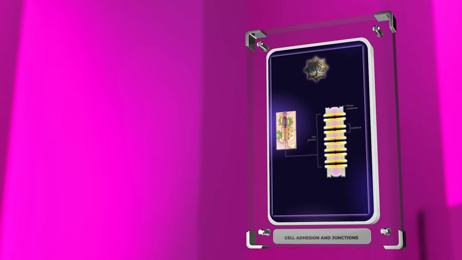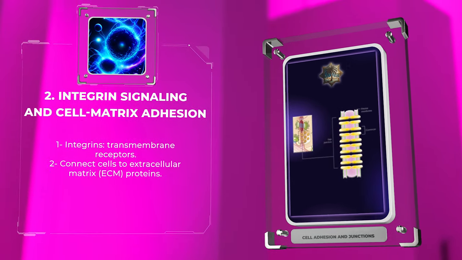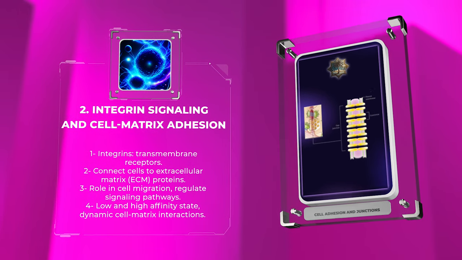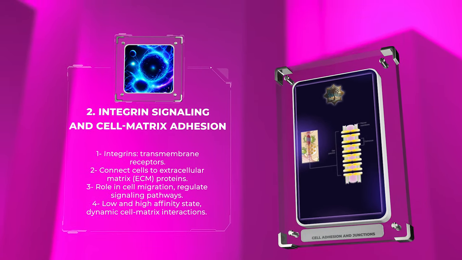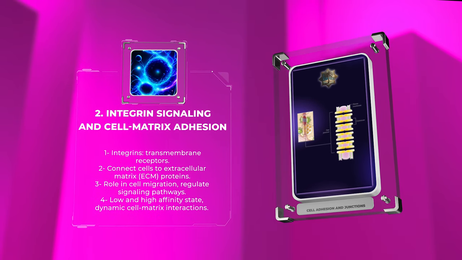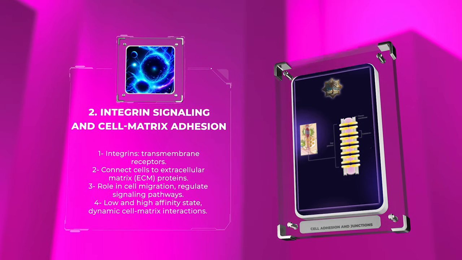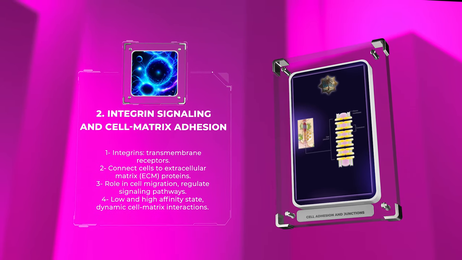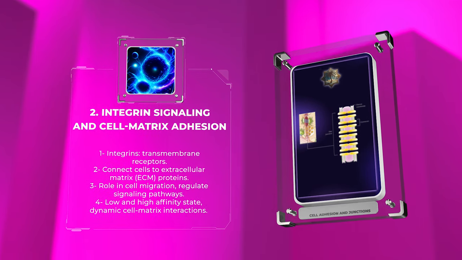Integrins, a family of transmembrane receptors, connect cells to the extracellular matrix, ECM, proteins, such as fibronectin and laminin. Integrins play a vital role in cell migration and regulate various signaling pathways, including focal adhesion kinase, FAK, and RhoGTPase. They can switch between a low and high affinity state, promoting dynamic cell-matrix interactions.